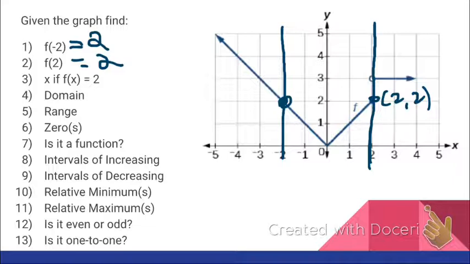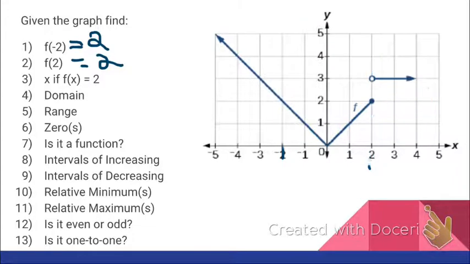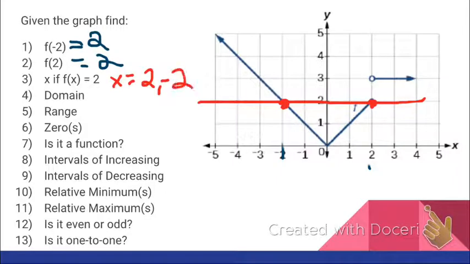Now if f of x equals 2, so now we're looking at when does this graph, sorry, I'm having trouble drawing stuff. So when is the y value on this graph equal to 2? So if I draw a red line now, that happens at 2 points. It could be at x equals 2 and x equals -2. So number 3 is like questions 1 and 2, but instead of asking for y values given an x value, it's asking for an x value given a y value.